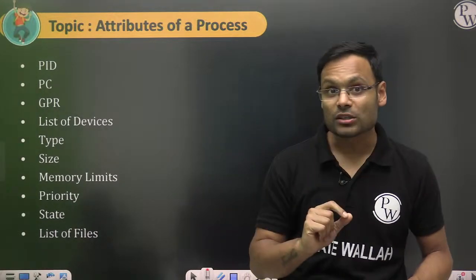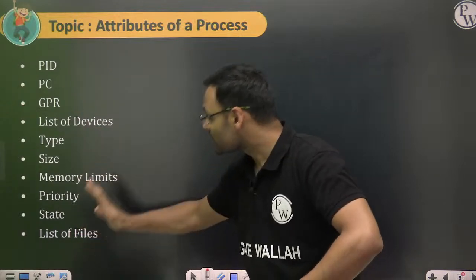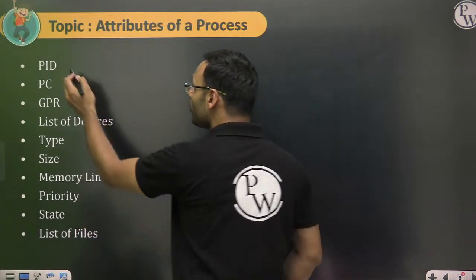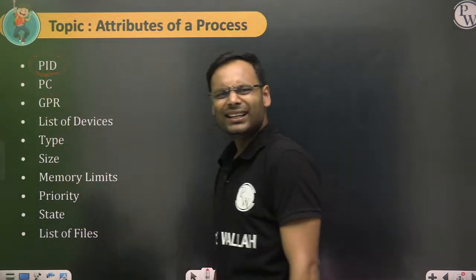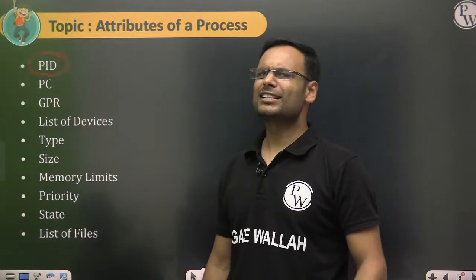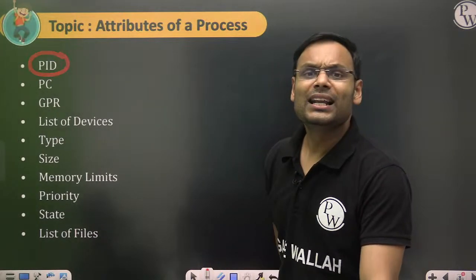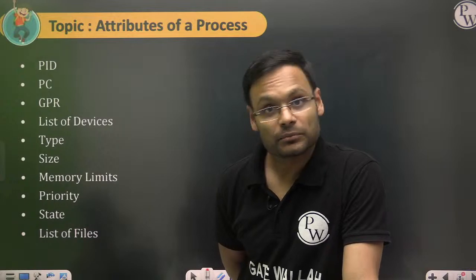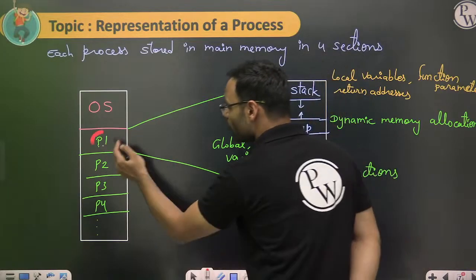In that control box, all such information is there. What is the ID of the process? Why ID? Every student also gets an ID. Why? To uniquely identify that this person is that. Same, each process has its own ID.